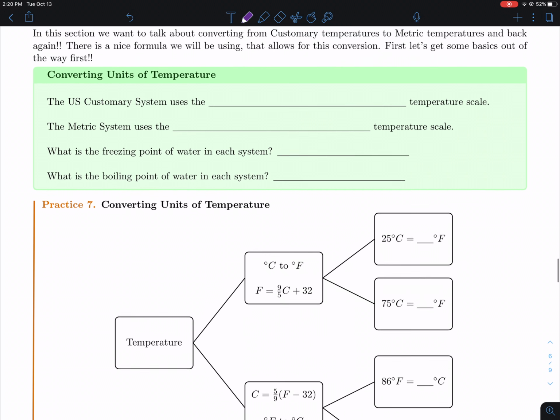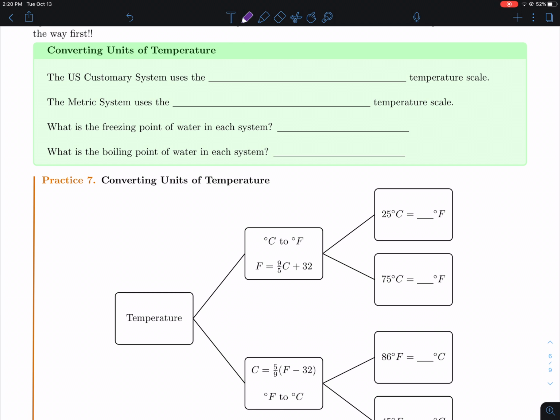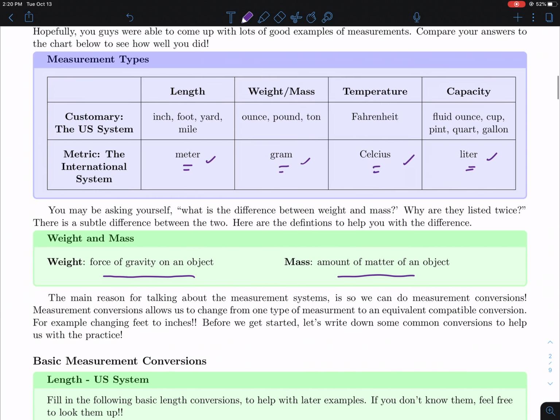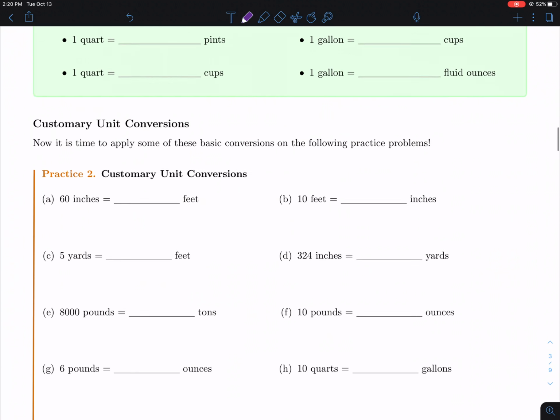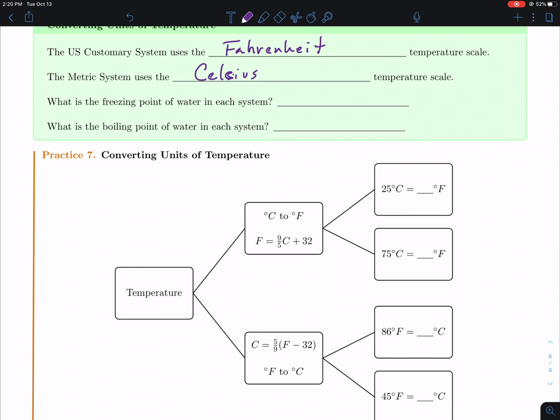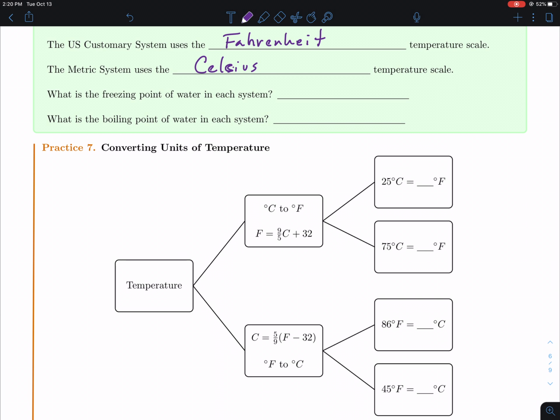And then down here, we've got converting temperature. Hopefully you're familiar with the US system, which obviously uses Fahrenheit, which is our F in this case. And metric uses Celsius. I don't know if I just spelled that right or not. Let's see, Celsius. I feel like there should be a C in there somewhere. Yep, there should be a C instead of an S. I knew there was a C in there somewhere. There we go. And so the goal is we're going to work on switching back and forth between these.